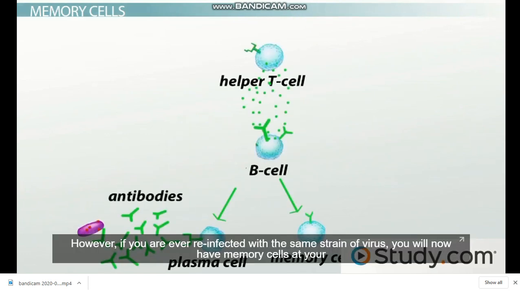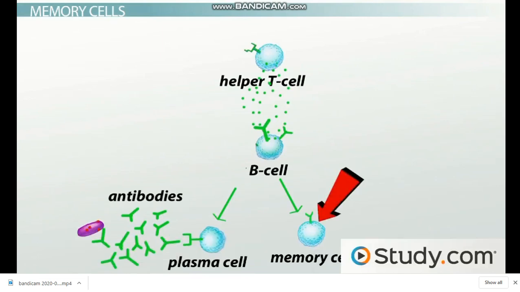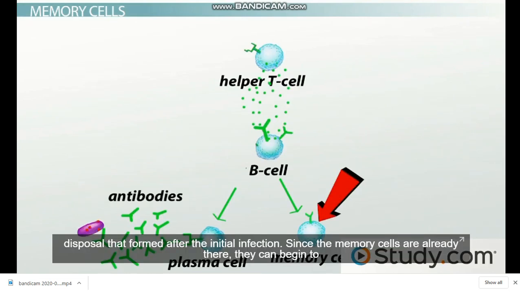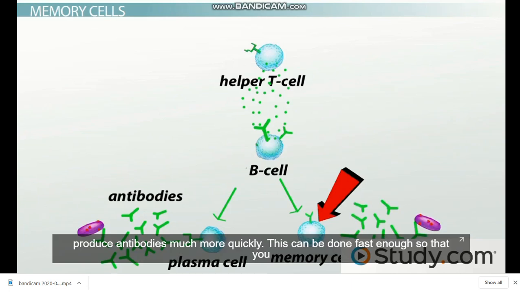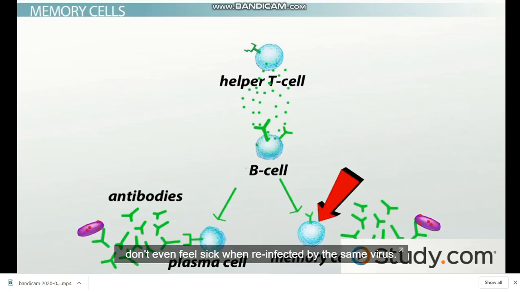However, if you are ever reinfected with the same strain of virus, you will now have memory cells at your disposal that formed after the initial infection. Since the memory cells are already there, they can begin to produce antibodies much more quickly. This can be done fast enough so that you don't even feel sick when reinfected by the same virus.